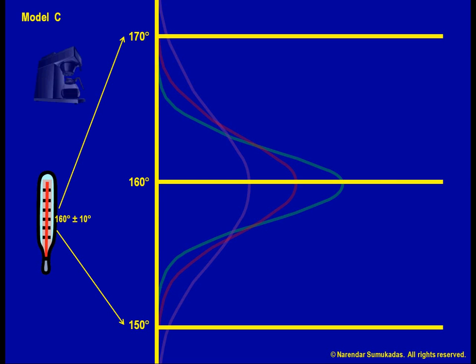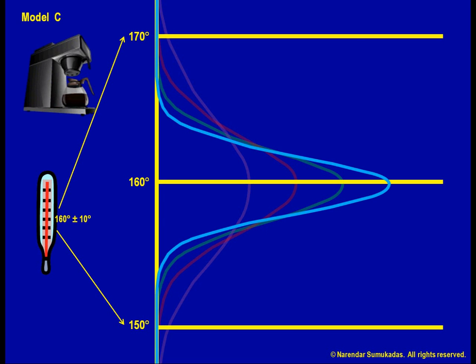Model C is even more expensive. It can produce coffee at an average temperature of 160 degrees with a standard deviation of 2 degrees. I calculate that 5 standard deviations on either side of the mean will fit within my advertised range of 160 plus or minus 10 degrees. We call this machine capable at the 5 sigma level.